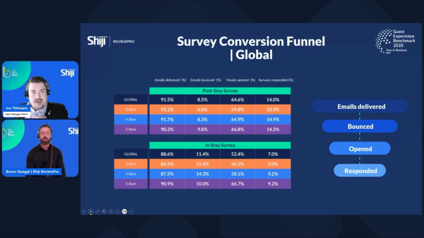You connect with your Wi-Fi and the in-stay survey opens. Hey, please rate your stay. And then the guest says, hey, I need another pillow. Could be because I always sleep with three pillows. I love it. And most hotels just have two.